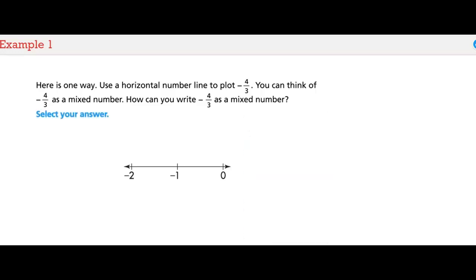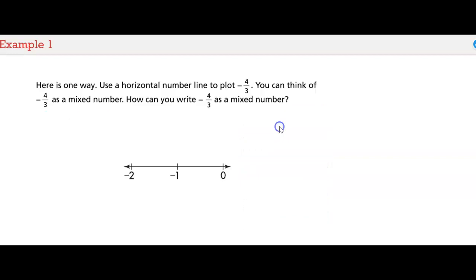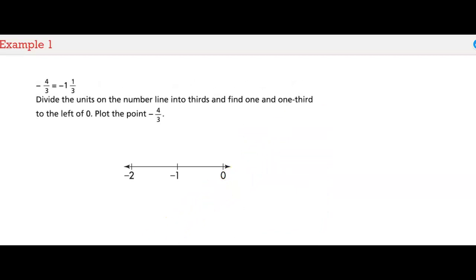Select your answer. Four-thirds as a mixed number. Select your answer. Negative 4/3 is equal to negative 1 1/3. Divide the units on the number line into thirds and find 1 1/3 to the left of 0. Plot the point negative 4/3.